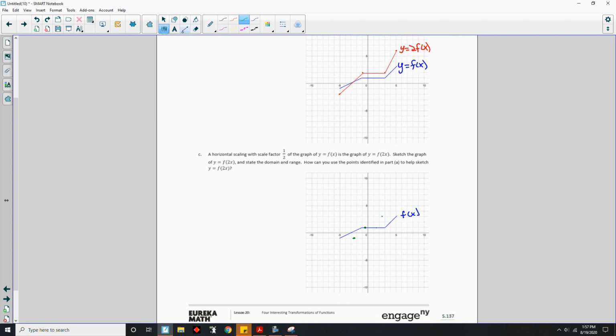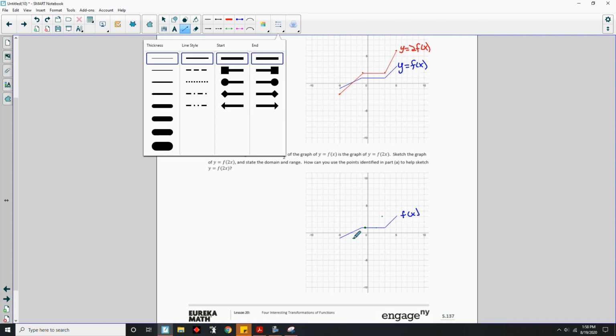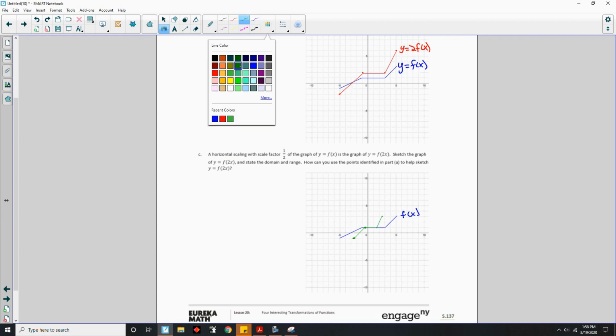Now we're going to get our segment and connect those points. So we're going to draw a line segment from here to here, and then from here to here, and then from here to there. And then label that in green, f of 2x. So think about this. If I plug in -2.5, times 2 is -5. It brings us back to the original.